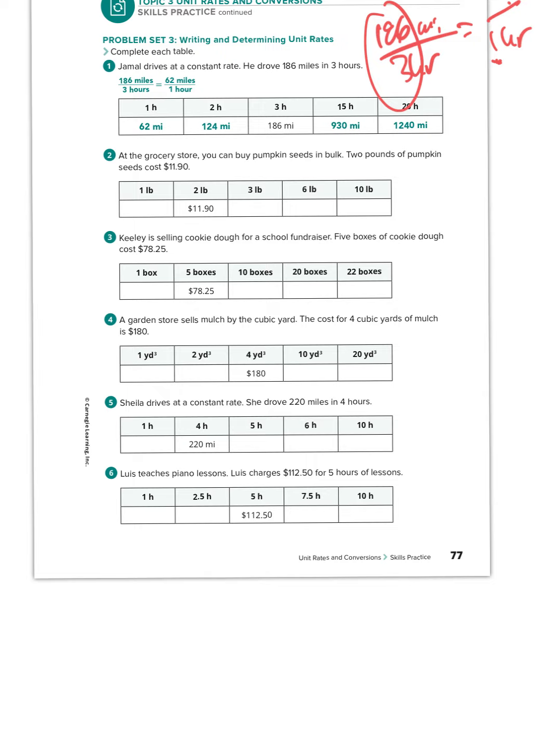So for all of these, you're just dividing what the total mileage or total amount of money is by the number of pounds, boxes, or yards that you're measuring. That'll give you the unit rate, and then you can scale up from there.